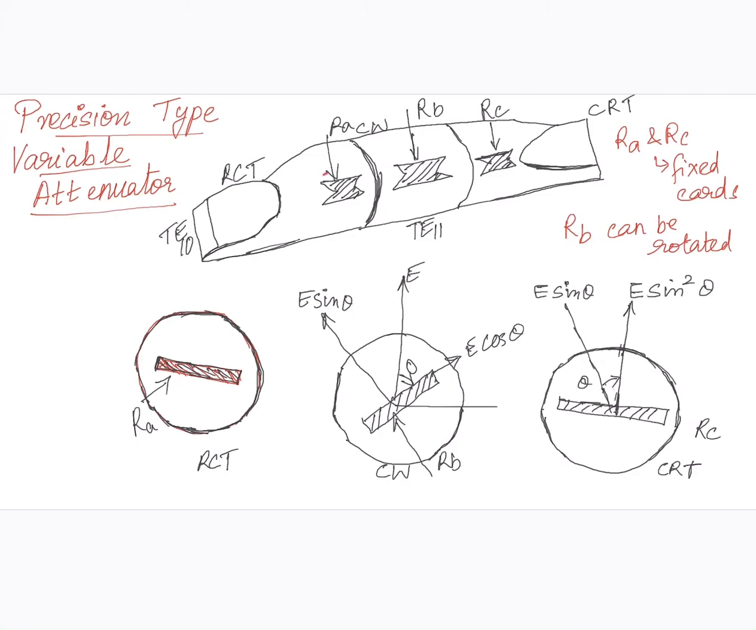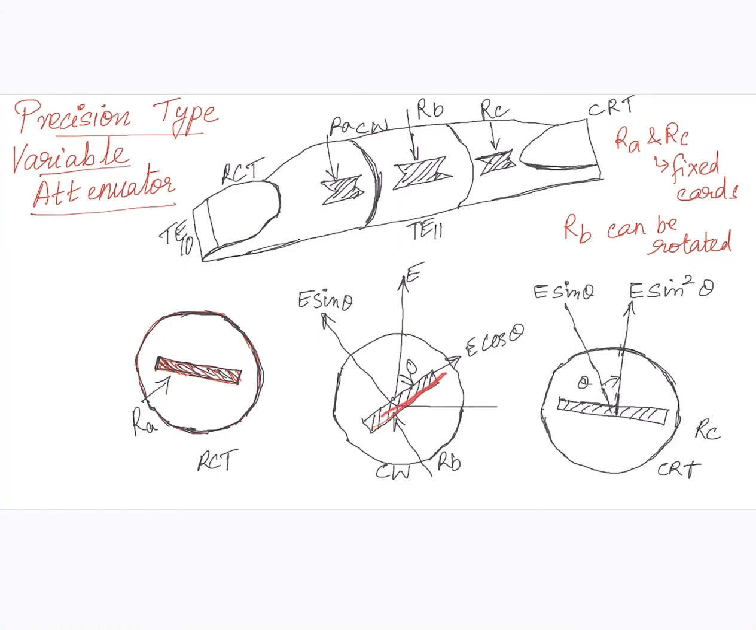So here inside, resistive cards are placed, where these resistive cards are denoted as RA, RB and RC. Here RA and RC will be fixed cards and RB will be a variable card which can be rotated by 360 degrees with respect to fixed resistive cards RA and RC. So if the resistive card RB is kept at an angle theta, the electric field can be denoted by two components, that is E cos theta and E sin theta.